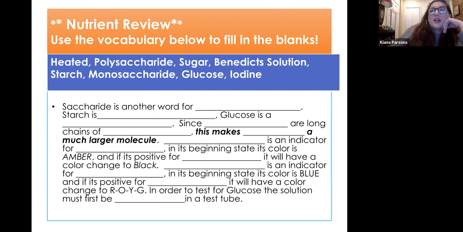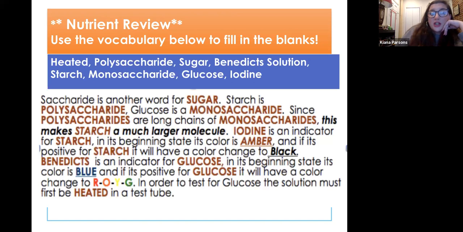Okay, so here is our nutrient review. You've got a word bank there: heated, polysaccharide, sugar, Benedict's solution, starch, monosaccharide, glucose, and iodine. And this should be a review of our nutrient testing lab. So saccharide is another word for sugar. Starch is a polysaccharide. Glucose is a monosaccharide. Since polysaccharides are long chains of monosaccharides, this makes starch a much longer molecule. So starch is a bigger molecule.